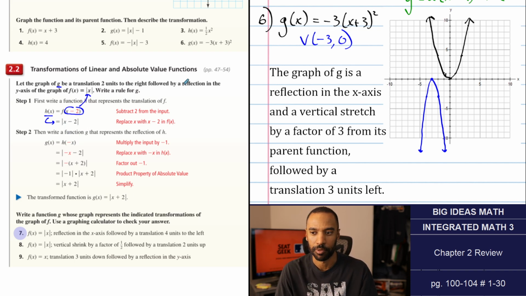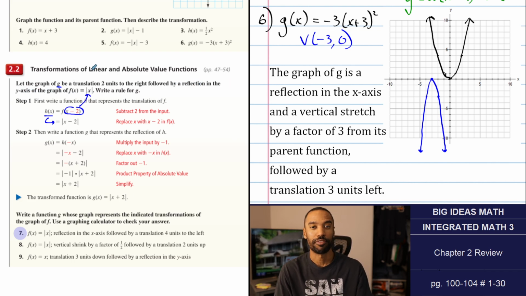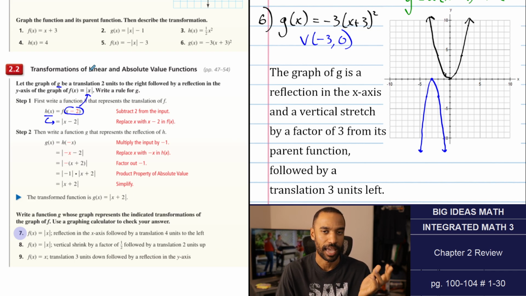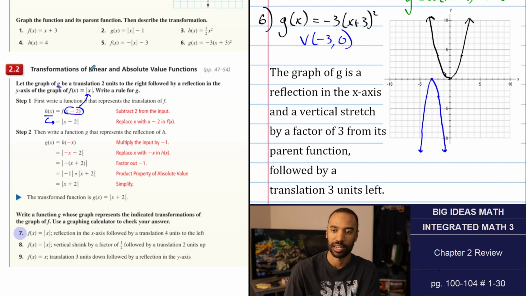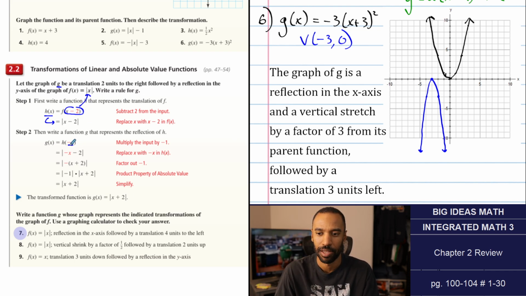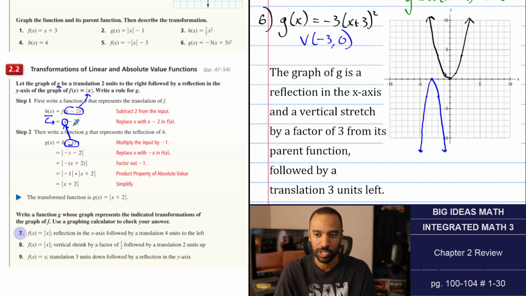The next time we're going to do something with g, which is followed by a reflection in the y-axis. Now, a reflection in the y-axis is actually affecting x values. Instead of making your function negative, we're making things inside the function negative. We're making our x's negative of our newly transformed function h of x. So we're now going to substitute negative x in for x in this function right here. That's where it goes in place. So instead of absolute value of x minus 2, it's absolute value of negative x minus 2.